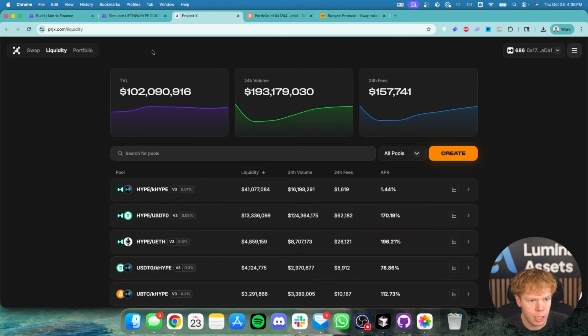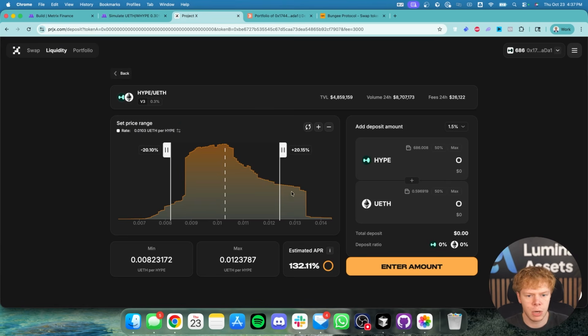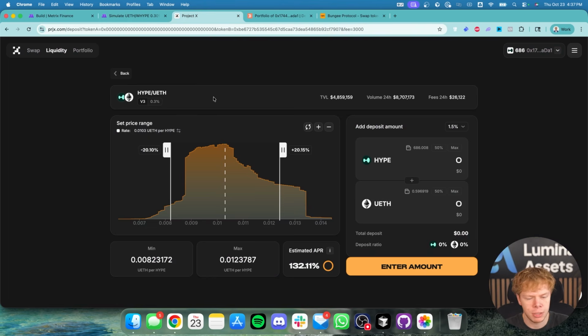Now from there, I'm looking for the UETH to Hype liquidity pool, which is right here. Now, one of the things I like to do is verify. This is V3 0.3% tier. Over here, this is the 0.3% tier. It's UETH to Hype, and ultimately, this is the right one. So now I'm going to type in my range.